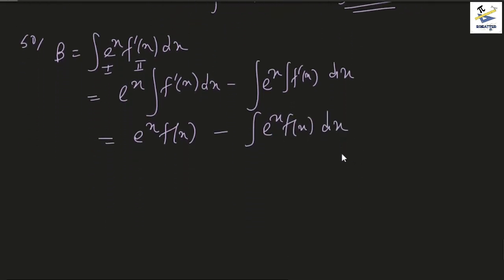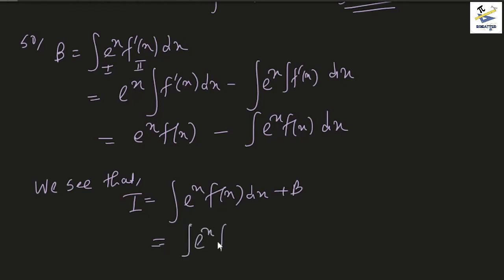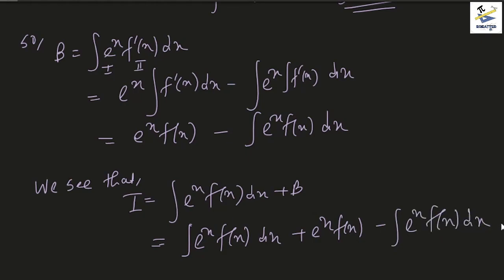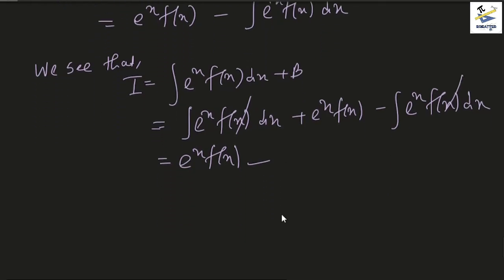So if we put the value of B there, we see that I is equal to integral of e to the power x f of x dx plus B, where B is our desired integral which we have just evaluated using integration by parts, and which becomes e to the power x into f of x plus e to the power x into f of x minus integral of e to the power x into f of x dx. And as you can see, these two integrals cancel off because they are exactly the same thing. So the answer is just e to the power x into f of x, which is the answer for the integral.